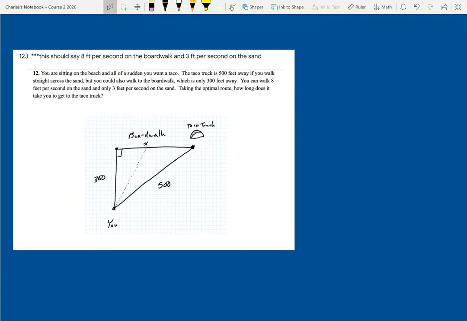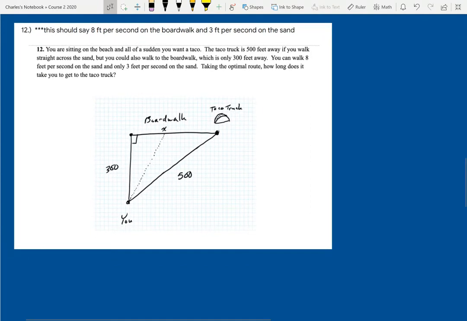Okay, so I had a question on number 12 from the group quiz, so I wanted to go over that one. That one's the taco truck problem. You're sitting on a beach and all of a sudden you want a taco. You know that the taco truck is 500 feet away and you could just walk straight across the sand, but you walk slower across the sand and you walk faster across the boardwalk.